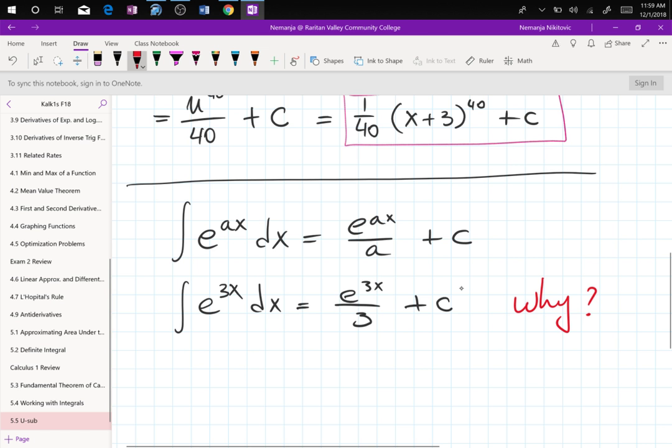And I love that question because I get to talk about it. So here is why. When we have the integral of e to the 3x dx, you immediately go and say, ugh, if this was just one thing, it would be so much easier to integrate.